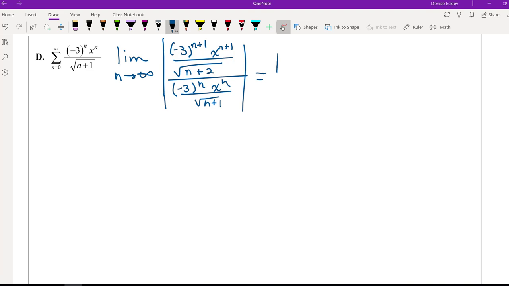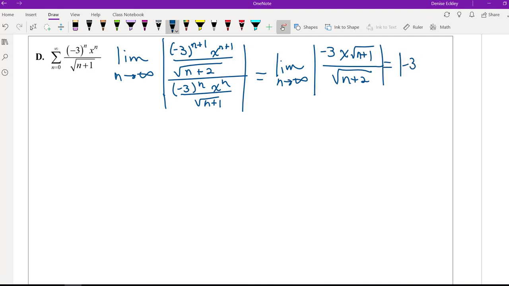So simplifying this, simplifying our 3's, we end up with a negative 3. We could skip the negative, but I'll just leave it there. Simplifying our x's, we just get an x left. And then we have that square root of n plus 1, and the denominator is just going to be the square root of n plus 2. And so when we take the limit as n approaches infinity, we're going to get the absolute value of negative 3x.